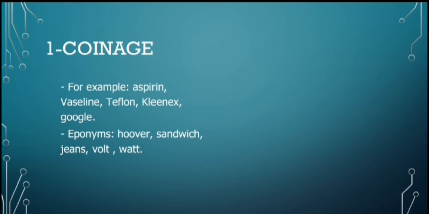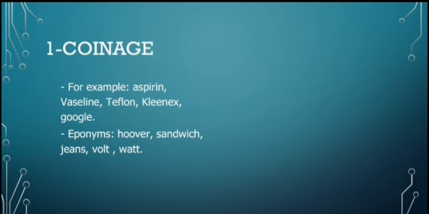What is coinage? Coinage is the invention of totally new terms, and it's actually one of the least common processes of word formation in English. The most typical reason for coining new terms is inventing trade names for commercial products that become general terms as a result of being part of everyday words in the language. For example, aspirin, Vaseline, Teflon, Kleenex, Google, as we have here.